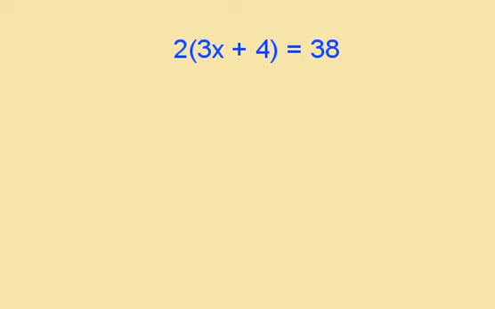This question looks different to all the others, but we're going to make it look the same by expanding the bracket. To review expanding brackets, please see clip number 58. Everything inside the bracket needs to be multiplied by 2. So I'm going to do 2 times 3x, which is 6x, and 2 times 4, which is 8.